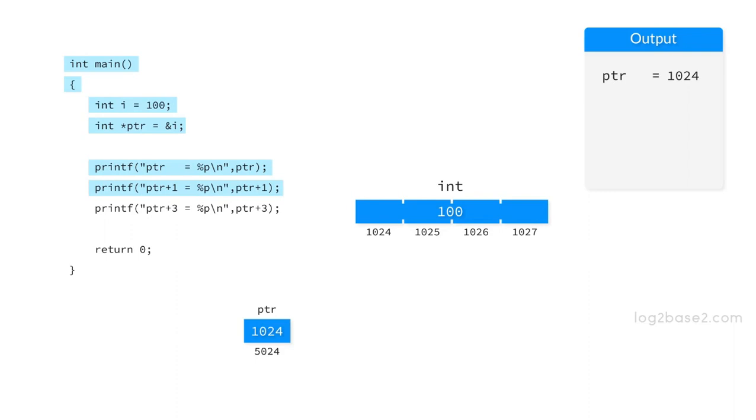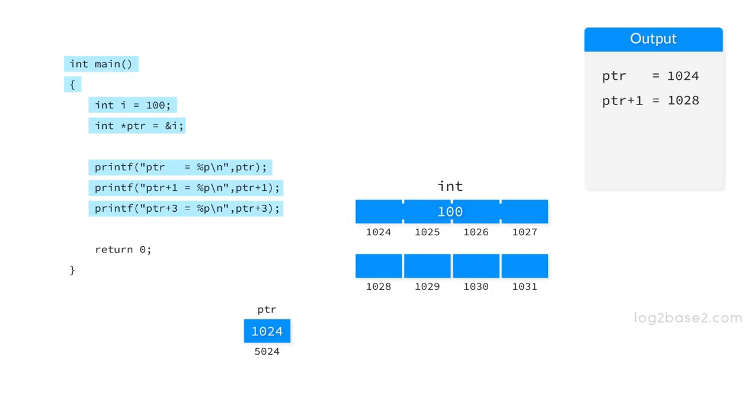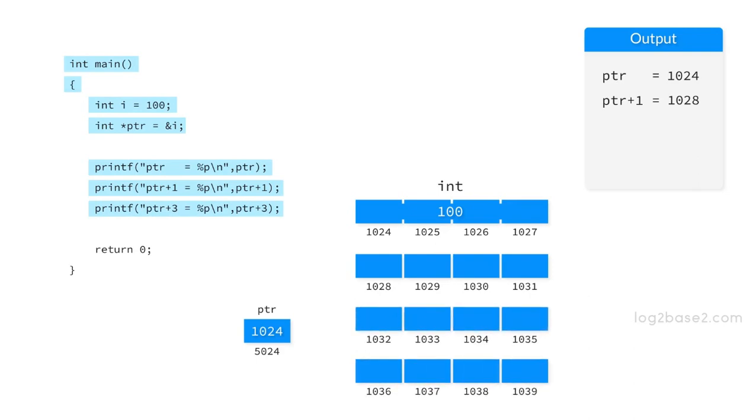Again, as we discussed in the increment and decrement operations, adding n to a pointer will add n times the size of the data type of the pointer. So adding 1 will add 1 times the size of the data type, which is integer here. So 1 into 4 equals 4 bytes will be added and it will print 1028. Next we are printing ptr plus 3, which will add 3 times the size of integer, which is 4, to ptr. That is 3 into 4 equals 12, plus ptr equals 1036. Simply saying, we are not adding 3 bytes but 3 blocks. So we get the output 1036.